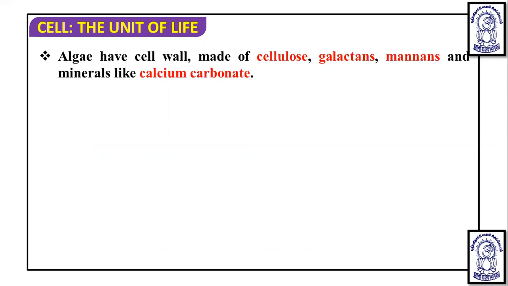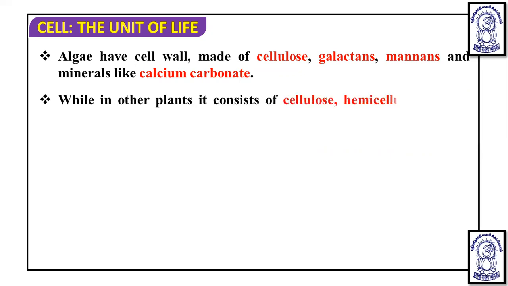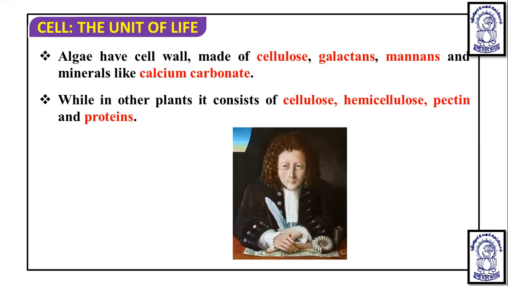If we talk about the composition of the cell wall, according to NCERT, you need to remember that in algae, the cell wall is made up of cellulose, galactans, and mannans. Galactans are polymers of galactose, mannans are polymers of mannose, and some minerals are also present in the cell wall of algae, that is calcium carbonate. While in other plants, the cell wall is made up of cellulose, hemicellulose, pectin, and some proteins. These are found particularly in some plants.